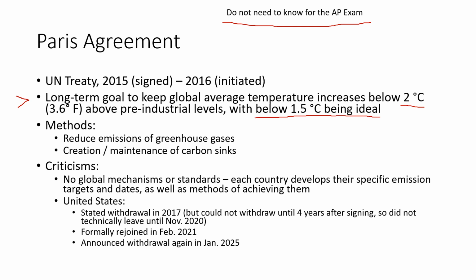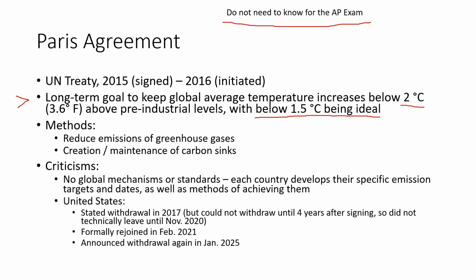Now, why they included this 1.5 degrees Celsius is because 1.5 degrees Celsius is when we think that there's going to be significant sea level rise that will lead to the inundation of some island nations. So they were really pushing for that 1.5 degrees Celsius. The method was to reduce emissions of greenhouse gases and to create new carbon sinks and to maintain existing carbon sinks. So if you could plant a mangrove forest where mangrove forests have been deforested, if you can replant that forest, then that would be one way to remove carbon dioxide from the atmosphere and sequester it in both biomass and the soil in those mangrove forests.